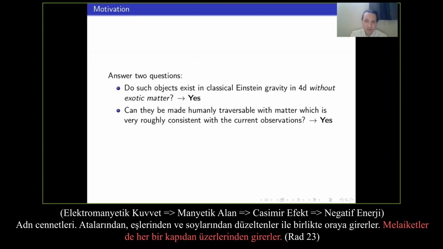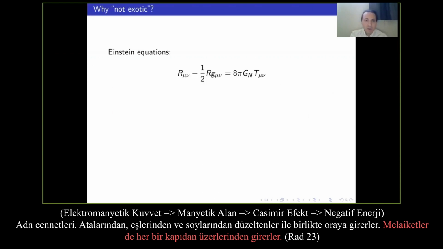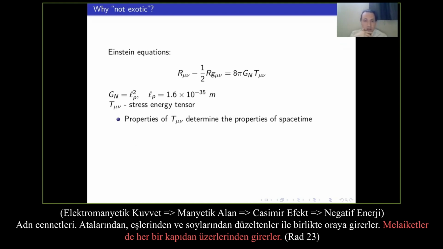Okay, let me explain what I mean by exotic matter. These are the familiar Einstein equations, where G Newton is just a constant, and T mu nu is the stress-energy tensor of matter. So the properties of the matter determine the properties of the space-time.